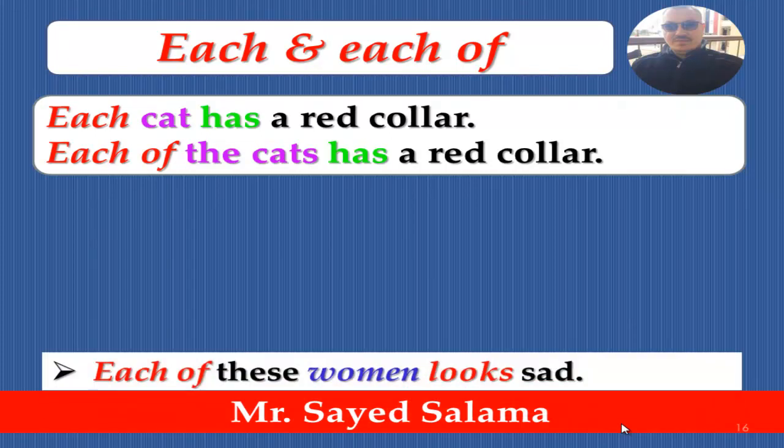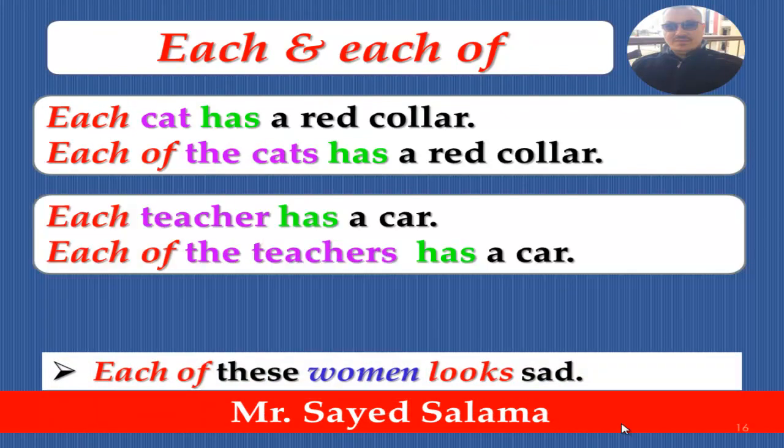Each of these women looks sad. Each teacher has a car. You can also say it another way, each of the teachers has a car. So each is followed by a singular noun. Each of is followed by a plural noun, but the verb should be singular.